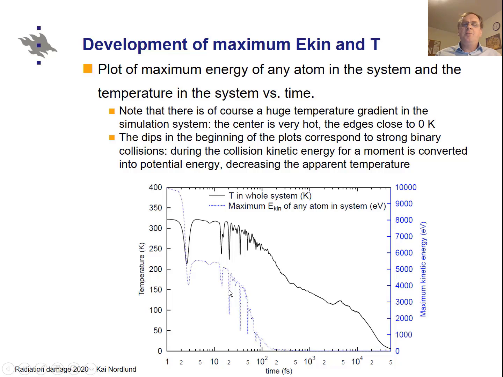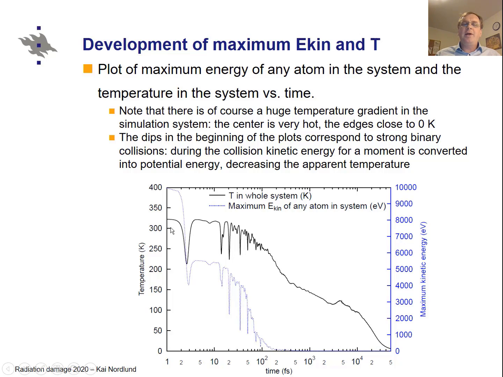And this is perfectly realistic. There is a simple physical explanation to this. What happens is that if you have a strong collision between two atoms, then of course at that point they go up in potential energy and slow down, go down in kinetic energy, and this is visible here that the kinetic energy is decreasing in these strong collisions. And because the temperature is the sum of the kinetic energies, the temperature graph has a similar behavior.